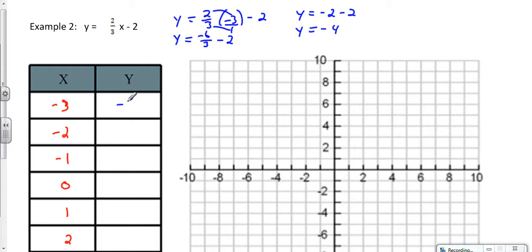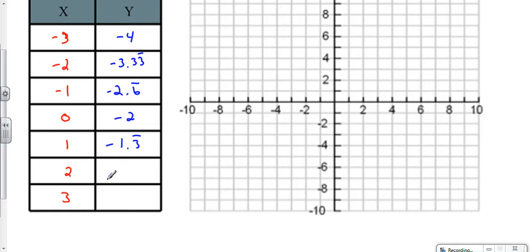Now that one works out pretty well, but not all of these work out well when we have fractions in the equation. So if we plugged in negative 2, we would actually get negative 3 1/3, or 0.33 repeating. If we plug in negative 1, we get negative 2 2/3, which is 0.6 repeating. 0, we get negative 2. 1, we get negative 1 1/3, or 0.3 repeating. Plug a 2 in, we get a negative 2/3, or 0.6 repeating. And plug a 3 in, we get 0. So let's just graph the ones that are clearest to us.